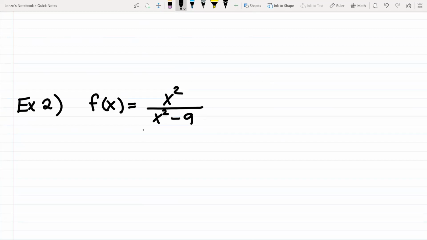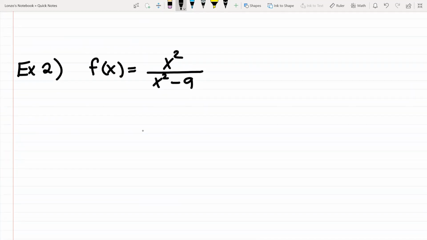This one, I'm going to graph it, but I'm not going to go into too much detail because you should know how to do this from algebra. But if you don't know how to graph it, you could just put it in Desmos. So this is rational. We have a vertical asymptote where x squared minus 9 is set to 0. When you add 9, you get x squared equals 9, and then take the square root of both sides, you're going to get 3 and negative 3.